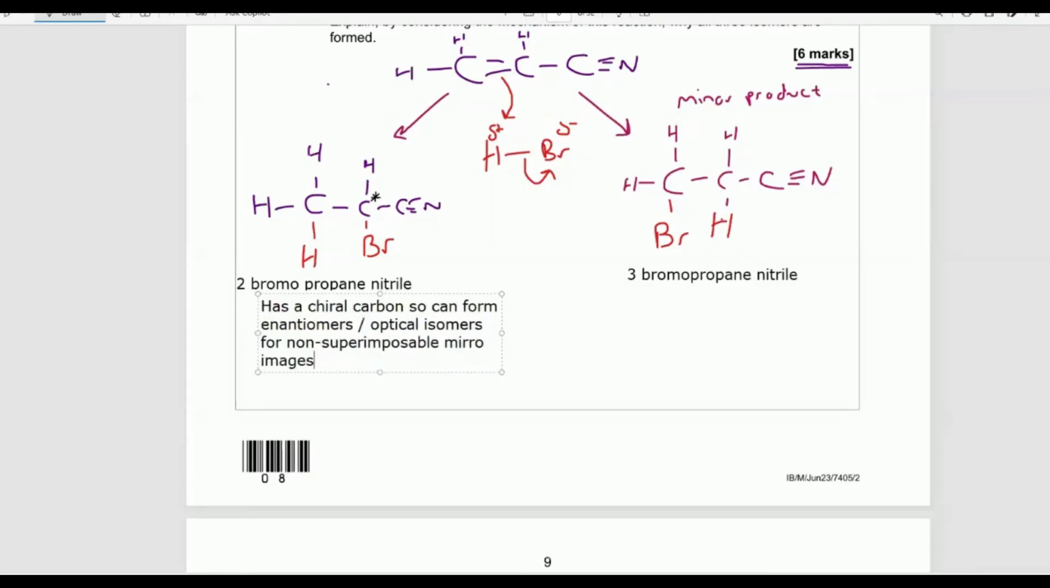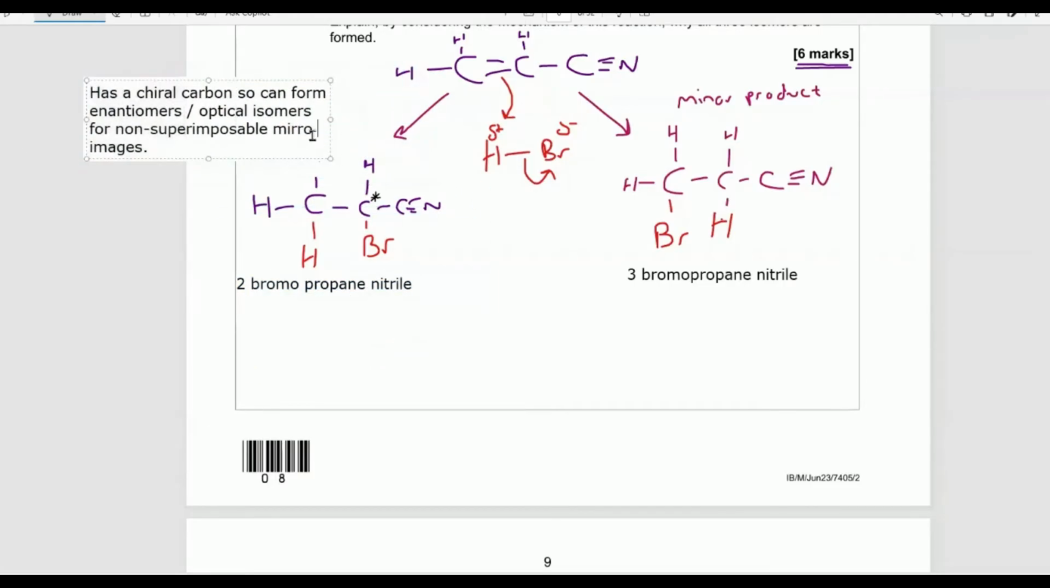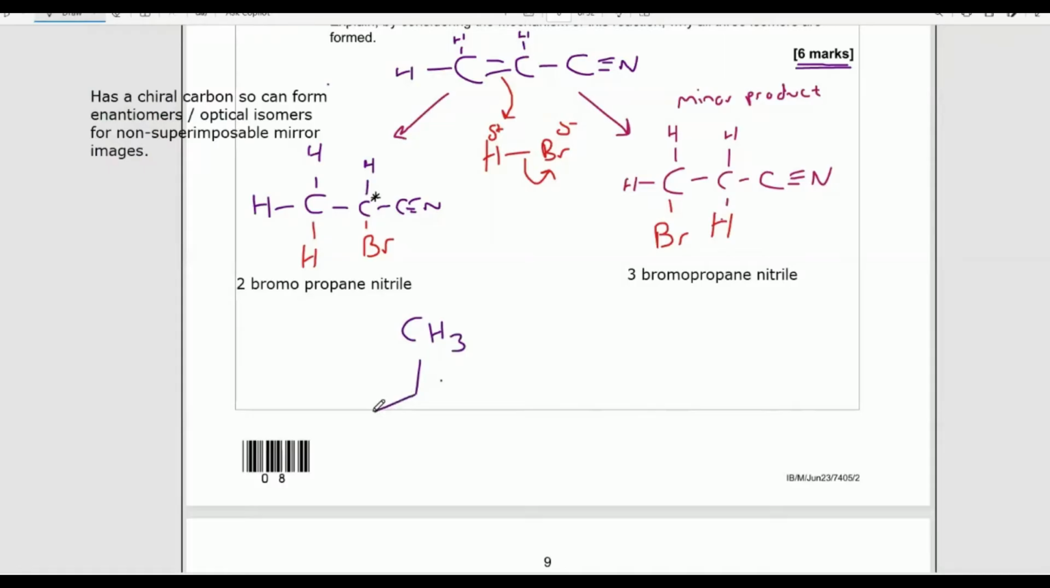And if you have a chiral carbon, 4 different groups around a carbon atom, then you can make non-superimposable mirror images, otherwise known as optical isomers or enantiomers. So totally up to you what you call them, but they're going to be looking for that keyword in the mark scheme. And that means that 2-bromopropanenitrile then has 2 optical isomers of itself here.